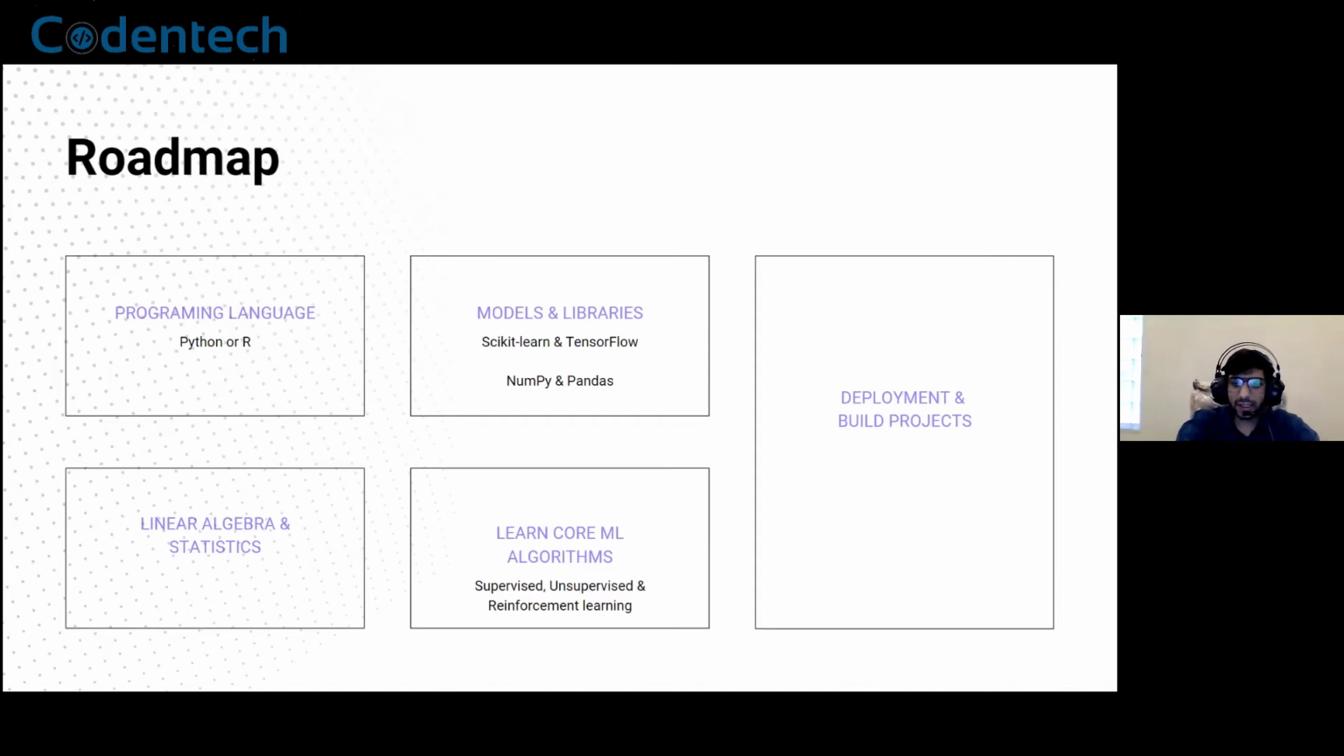The next thing that a person should be learning are the core ML algorithms, some of which are supervised learning, unsupervised learning, and reinforcement learning. Talking about what are these things? Well, supervised learning is labeled learning.